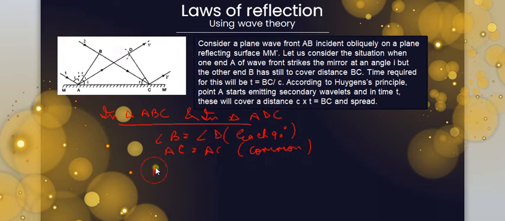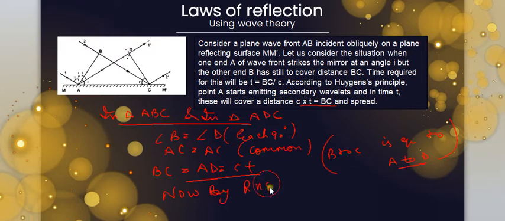Moreover, BC and AD is equal to CD, as we have taken that the time taken by the ray to reach from point B to C is equal to the time taken by the wavelet to reach from point A to D. So this we have considered here. So that's why BC and AD equal to CD.